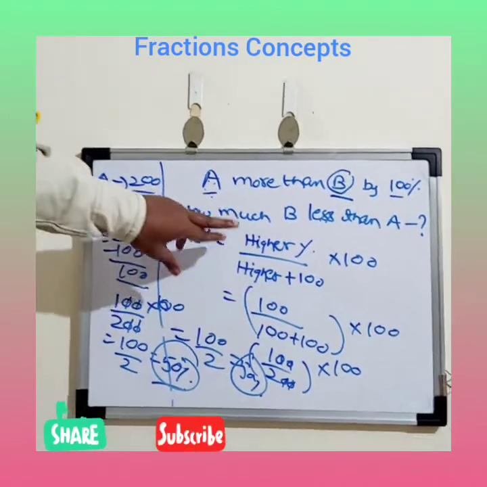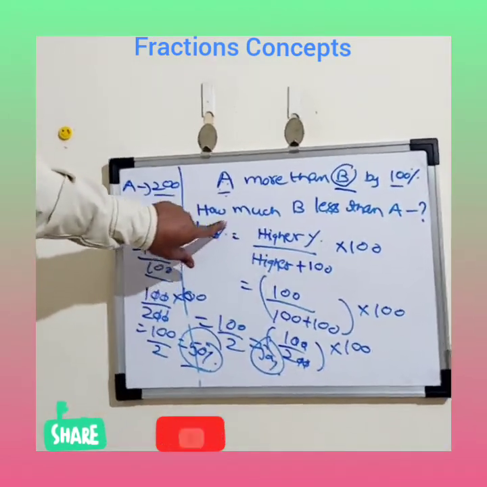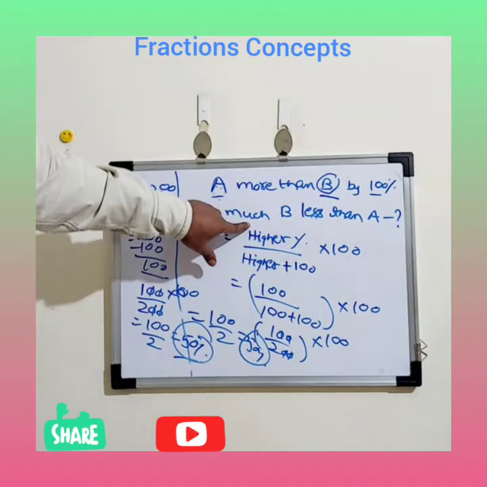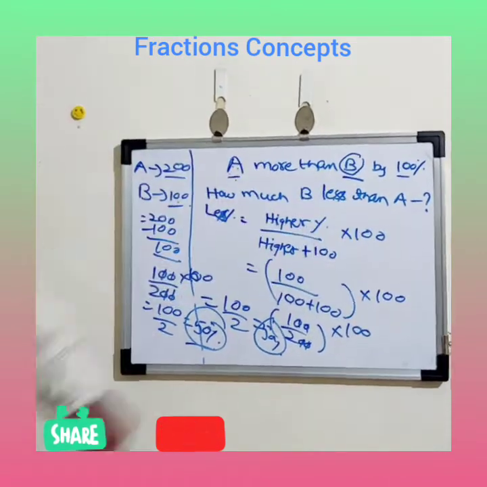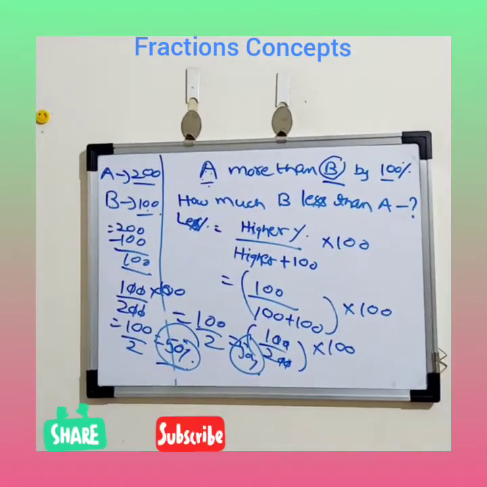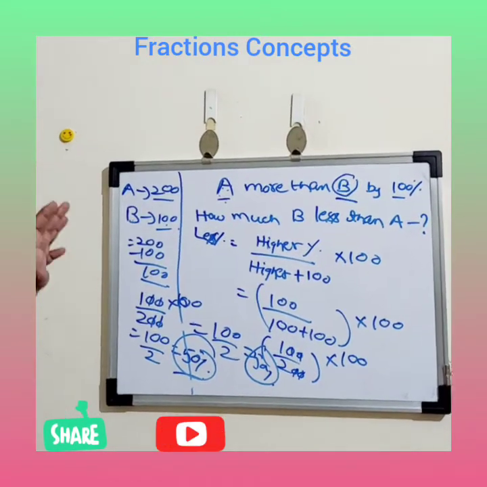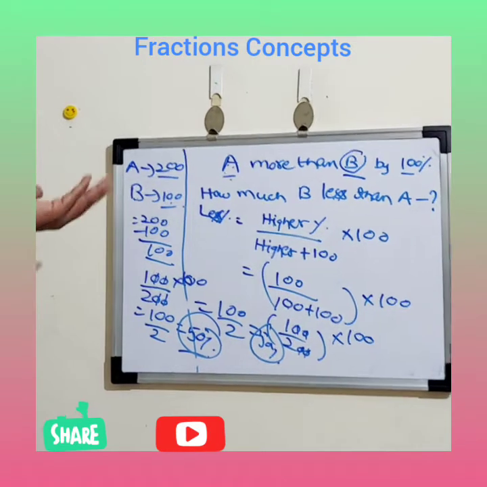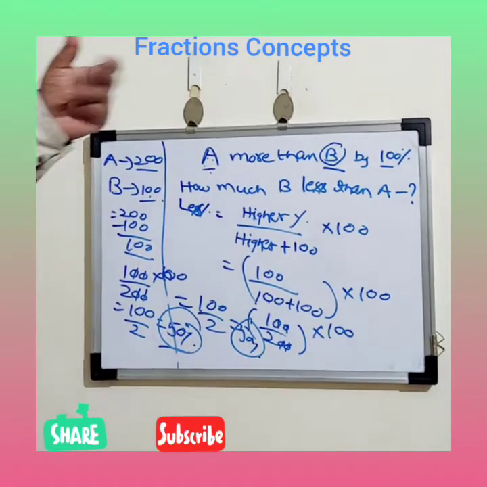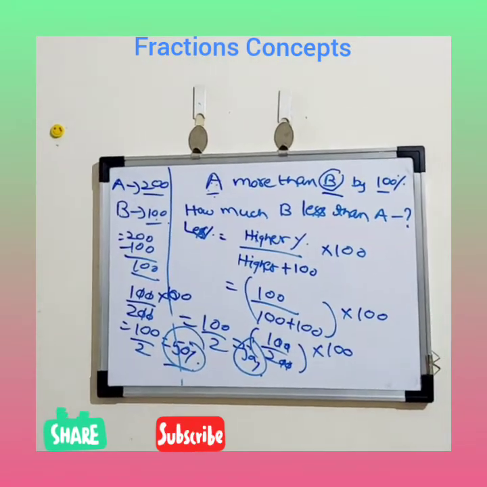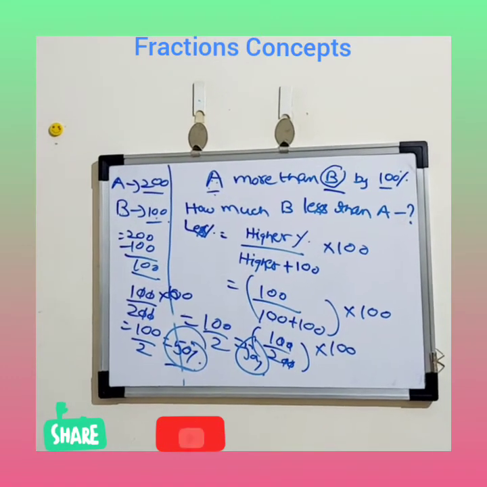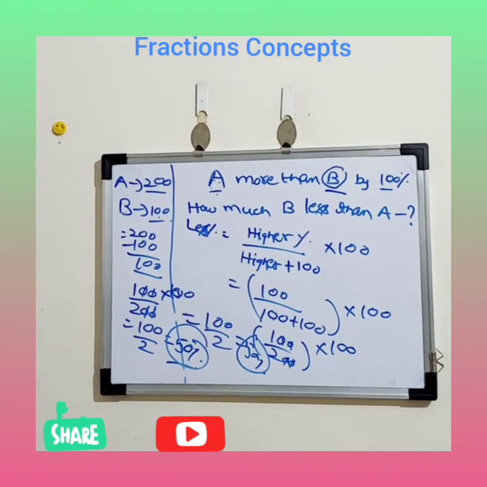So the best method is always to apply the formula. How much percent B is less than A means higher percent by higher percent plus 100, into 100. That will give the value. This is the way we need to find. Just simply apply the logic, and if you use the formulas rather than just looking at the numbers, it will be very helpful to solve these kinds of problems efficiently in all competitive exams. Thank you.